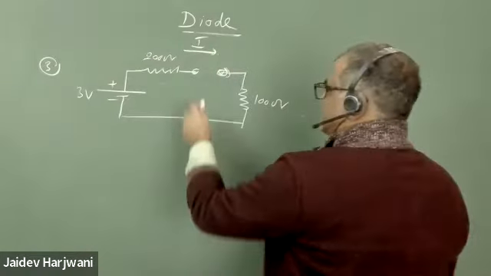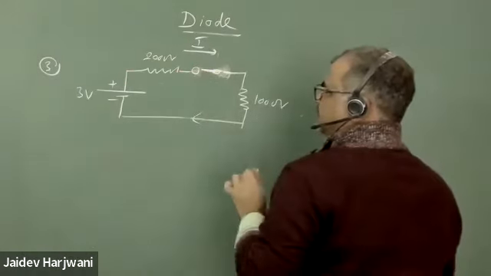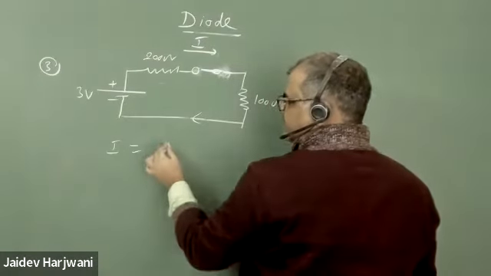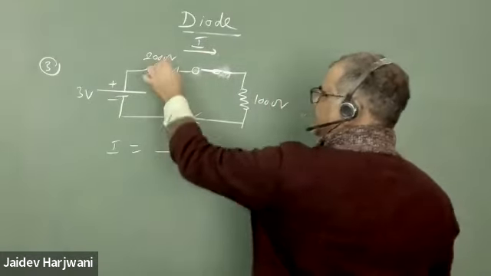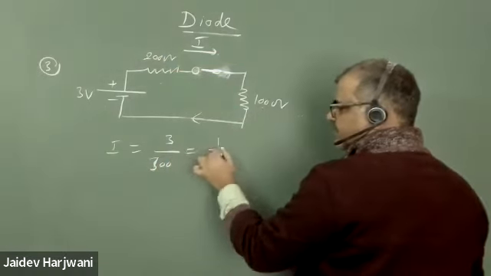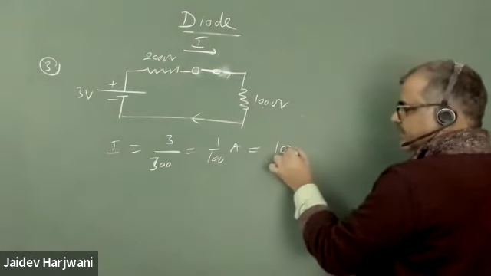So now this is a short circuit. You want the current. The voltage is 3 volts and the resistance is 300 ohm. This becomes 1 upon 100 ampere, that is 10 milliampere.